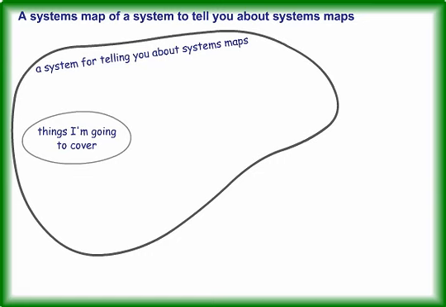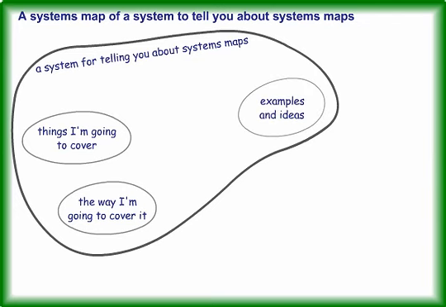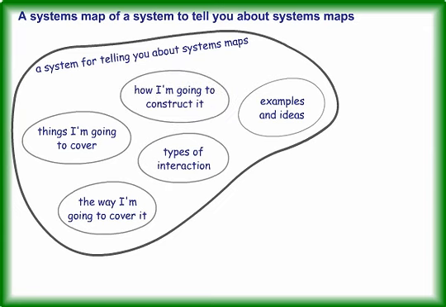But my thinking about the system is likely to include other things too, like the way I'm going to cover it, the examples and ideas I have to draw on, the way I ask you to interact with the session, and how I'm going to construct it. These might all be thought of as subsystems of my system of interest.